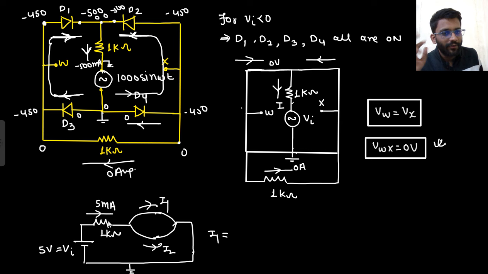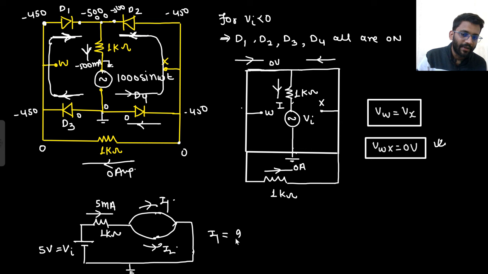No. They will not have 5 milliampere. Let's assume if this is 5 milliampere and this is 5 milliampere, so 5 plus 5 combined should be 10. Right? So even if there is zero resistance path, still the current will be divided. I1 will be 2.5 milliampere, and that will be equal to I2.